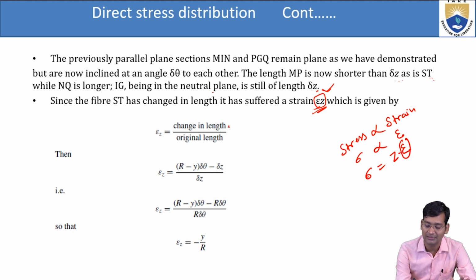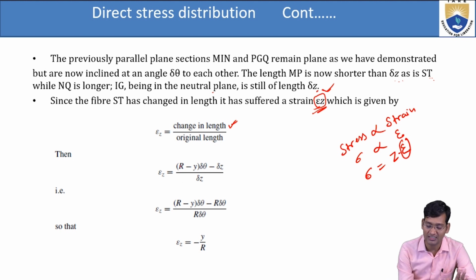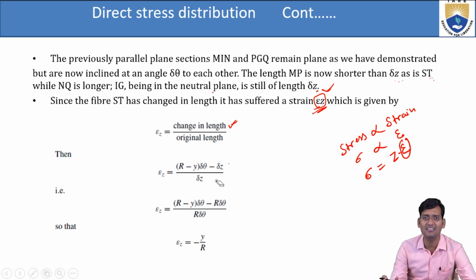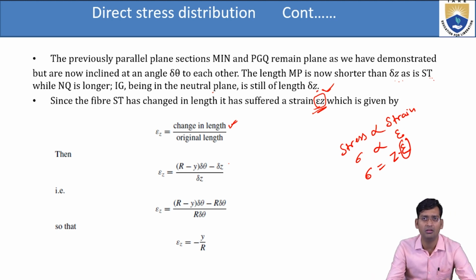So epsilon will be what? Strain is change in length by original length. Now what is the change in length? It should be R minus y into delta theta minus delta z. So delta z is the original length. Now what is the new length? That is R minus y into delta theta. So final length minus original length, divided by the original length, gives the change in length, or strain, because strain is defined as change in length by original length.